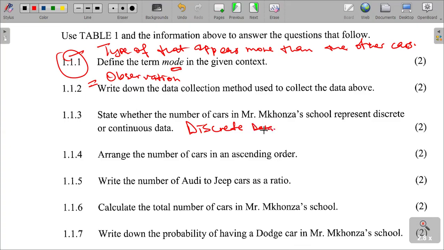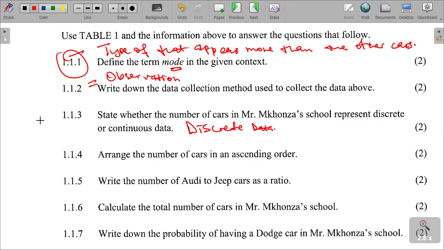It is actually showing a discrete data class. Because, as you can see, I'm sure that you know the characteristics of continuous data, which have more intermediate values. But in this regard, we just have a specific type of car, and then it is a discrete set of data. Arrange the number of cars in ascending order.